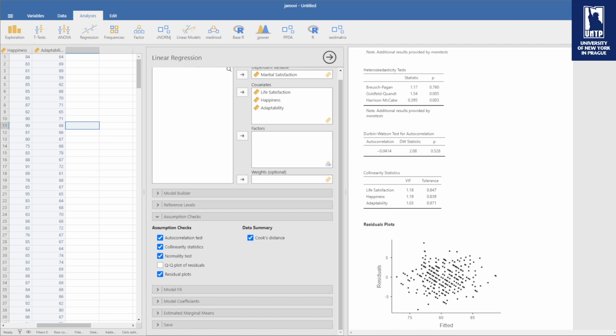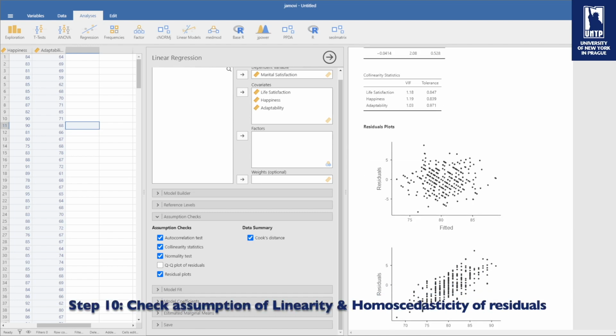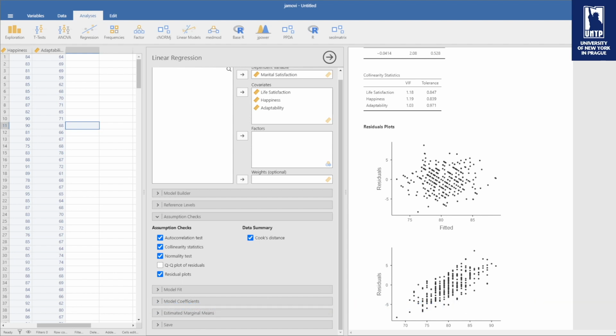Finally, we are checking the assumption of linearity and homoscedasticity of residuals. So in order to do this, we must check the fitted residual plot. Jamovi, unfortunately, as other statistical software, does not allow us to draw a fit or regression line, but you can see by the way these points spread across this plot that they sort of approximate a line, meaning in our case we have linearity and homoscedasticity of the residuals.